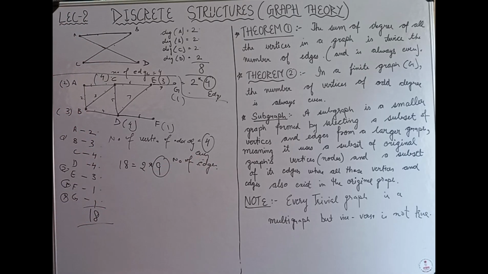So you will always find the sum of degrees will be equal to twice the number of edges, and the number of vertices of odd degree is always even. We have one more term, subgraph. As I have written, a subgraph is a smaller graph formed by selecting a subset of vertices and edges from a larger graph, meaning it uses a subset of the original graph's vertices, nodes, and a subset of its edges, where all those vertices and edges also exist in the original graph.